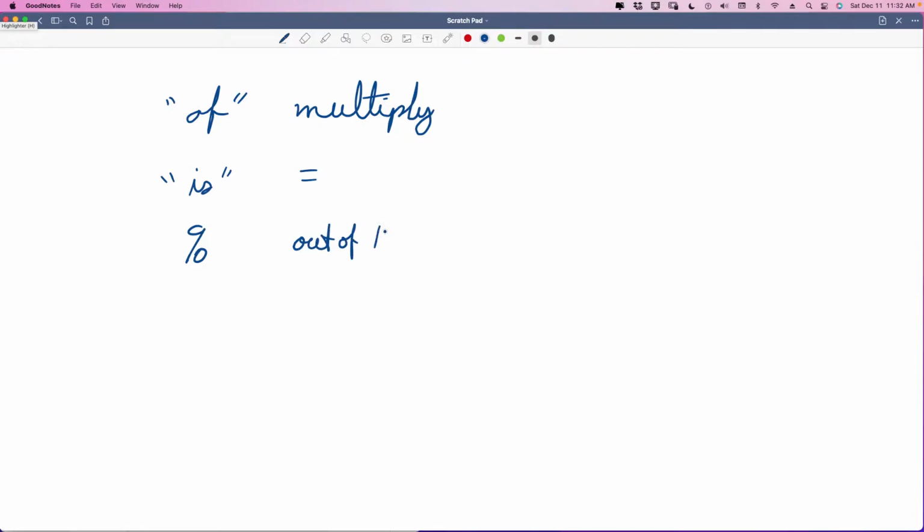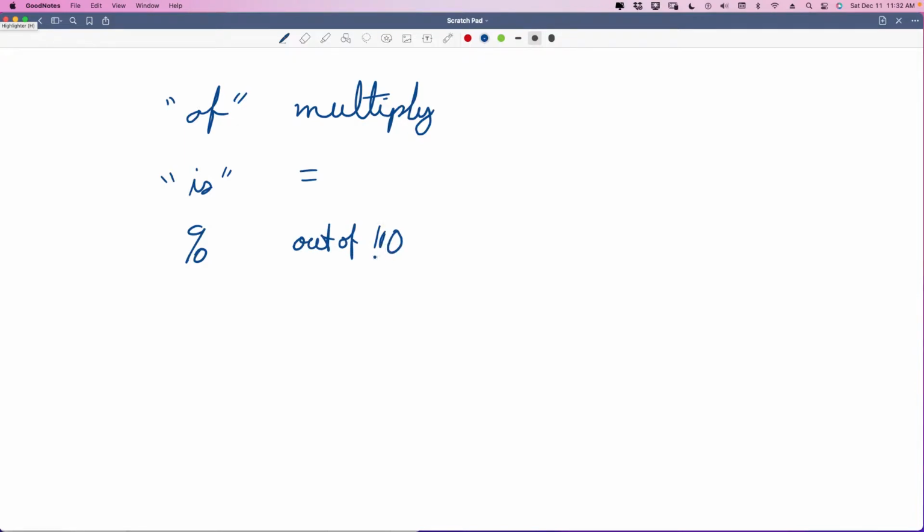So we need to remember a few things. We need to remember that when we see the word "of," that means to multiply. And when we see the word "is," that means equals. And when we see the word or the symbol percent, that means out of 100.